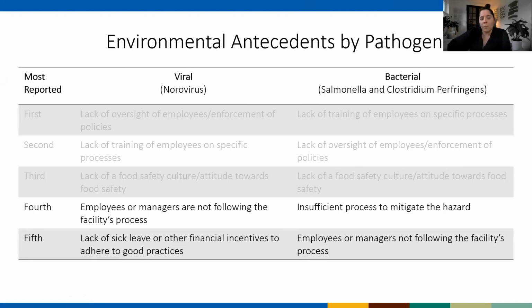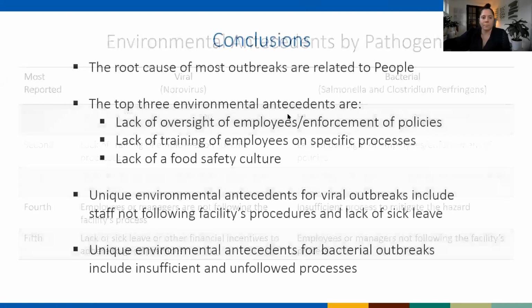And then the 5th most common for viral is lack of sick leave or other financial incentives to adhere to good practices. And then to move over to bacterial, the 4th was insufficient process to mitigate the hazard. And I can discuss a little bit about this later on.